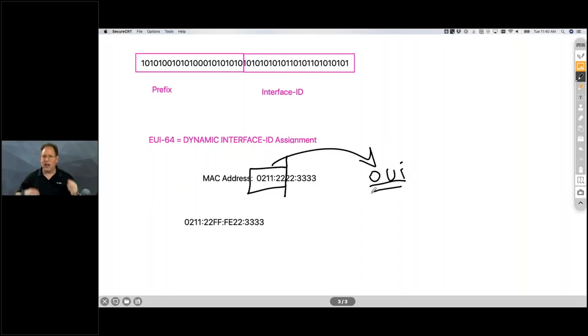Every MAC address, the first half is the OUI. It indicates the vendor or manufacturer of that particular NIC card. Okay, so we have 0211, and then we have 22, so that's our OUI.